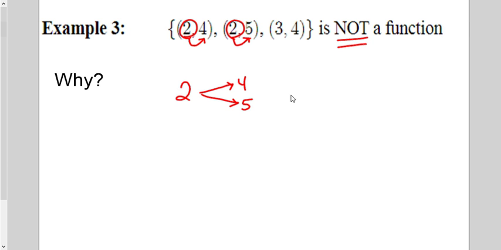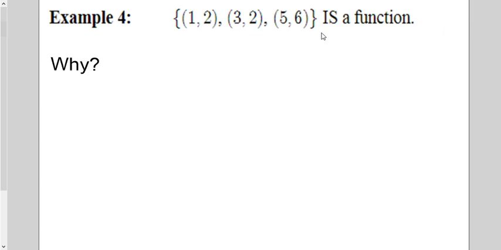It's not tied in. We need it to be, hey, if I have a 2, it's always going to be a 4. Or if I have a 2, it's always going to be a 5. I can't have this, I've got two different values coming in there. And that causes a problem for us. It violates that definition of what a function is. So it's still a relation, it's still a set of ordered pairs, but it's not that special relationship that we call a function. Let's take a look at example 4.